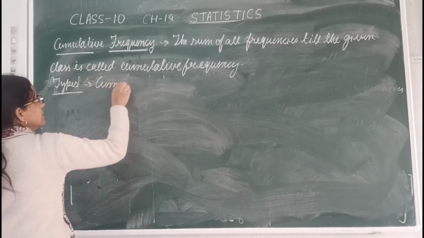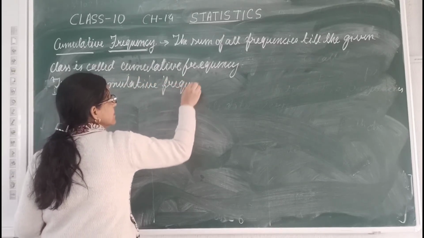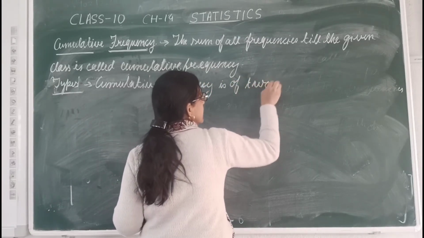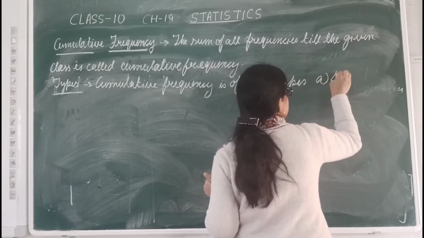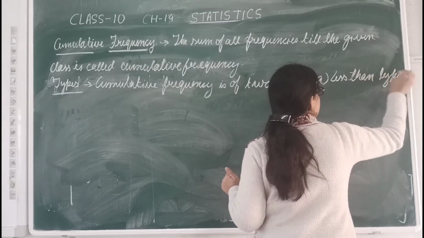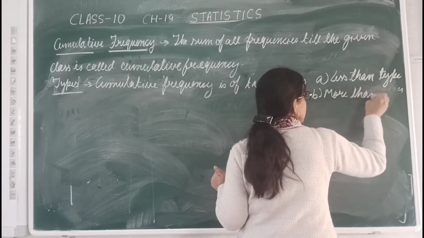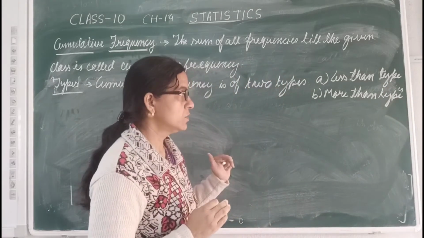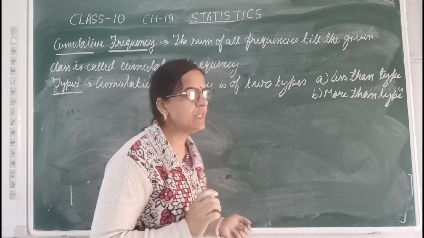Cumulative frequency is of two types. Number A, less than type, and number B, more than type. So let us understand how to form the cumulative frequency distribution of less than type and more than type with the help of an example.